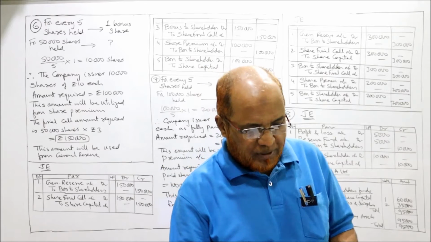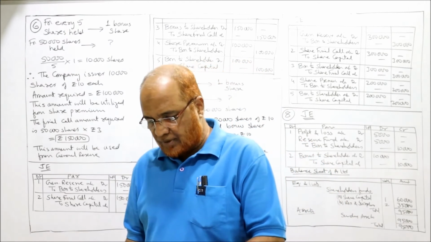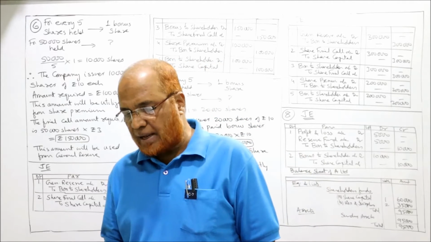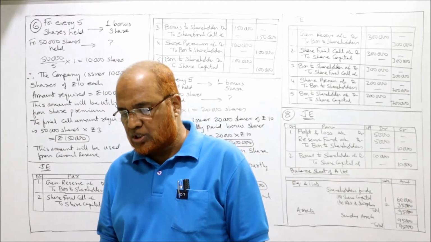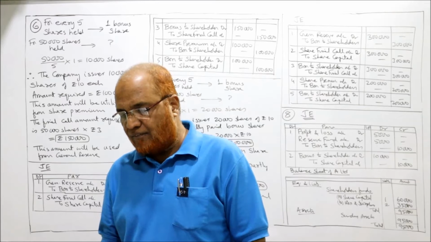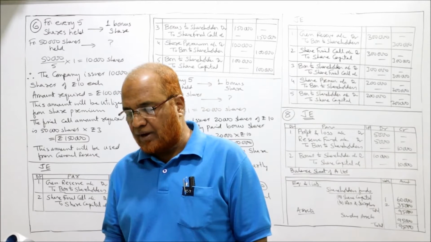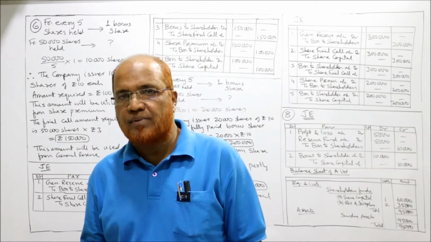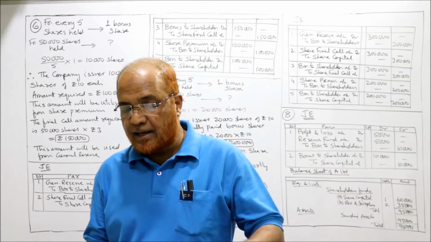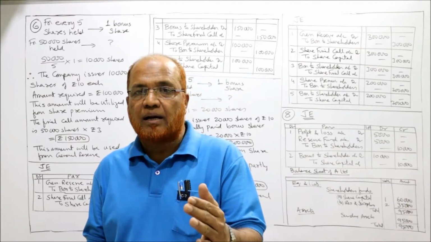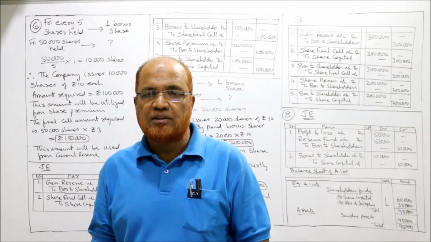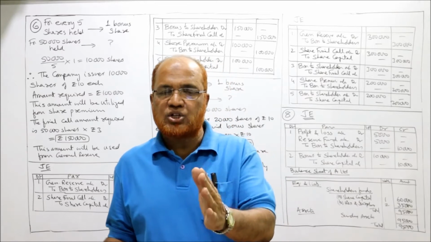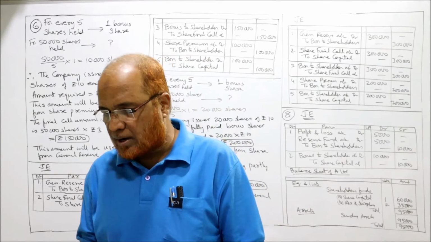Now we'll come to problem number 7. See carefully. X Limited has resolved to utilize 3 lakh rupees out of general reserve balance to declare a bonus to the shareholders by paying a final call of 3 rupees per share on 1 lakh shares of rupees 10 each. So the company decided to take out 3 lakh rupees from general reserve, to convert the partly paid shares into fully paid. 3 rupees per share is due on 1 lakh shares. So 1 lakh shares into 3 rupees, 3 lakh rupees we require.